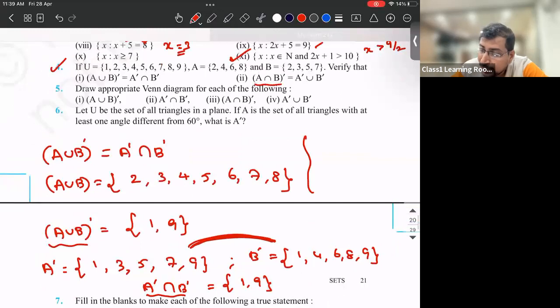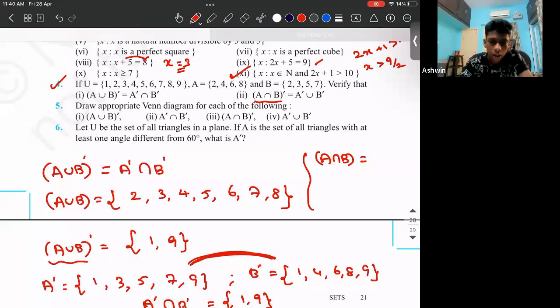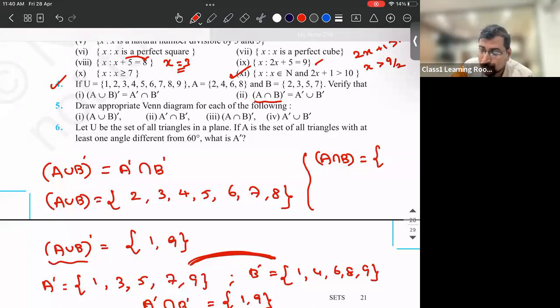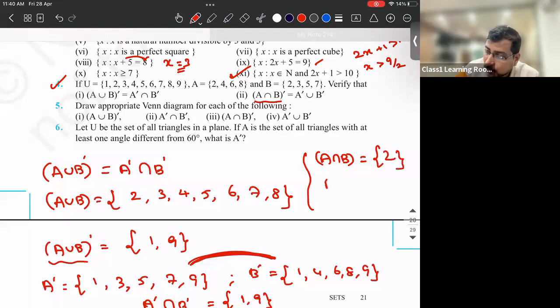What is A intersection B, the whole complement? For that, what is A intersection B in the first place? What is common in A and B? Only 2, sir. So what is A intersection B, the whole complement?